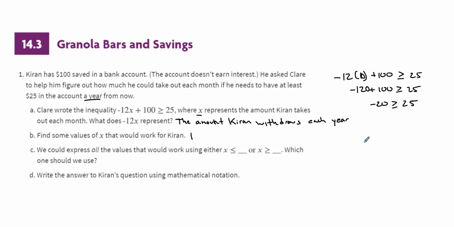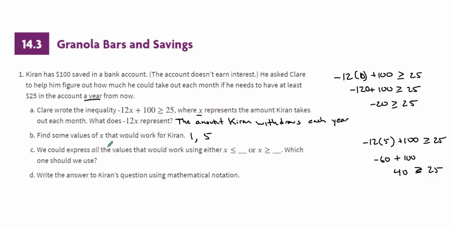What about $5? Negative 12 times 5 plus 100 has to be greater than or equal to 25. So let's see if this works. Negative 12 times 5 is negative 60. Plus 100 is 40. Whoops, not equal to, greater than or equal to. 40 is greater than or equal to 25, so he can take out $5 a month.